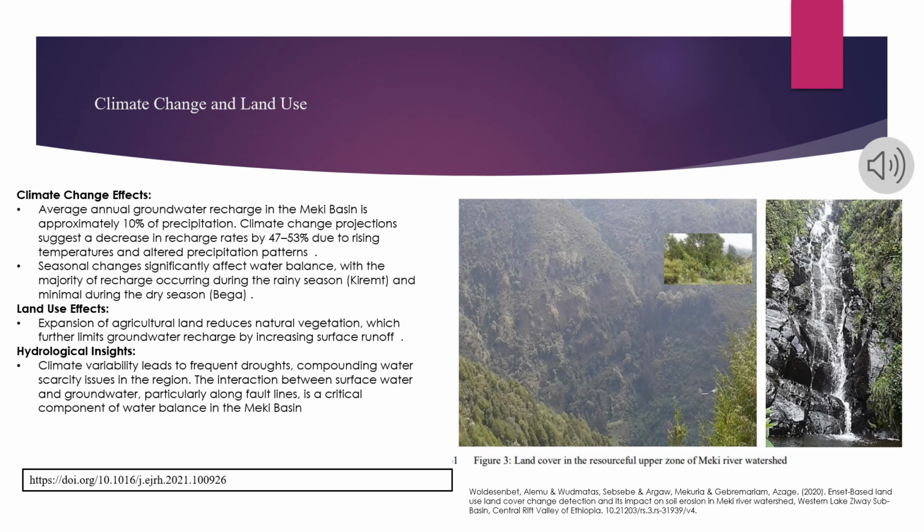Climate change and land use practices exacerbate water scarcity in the region. In Ethiopia's Mekki Basin, groundwater recharge rates have dropped by nearly 50% due to rising temperatures and agricultural expansion. Seasonal changes also affect water availability, with most recharge happening during the rainy season. Land use changes like deforestation for agriculture further reduce groundwater recharge by increasing surface runoff. These pressures highlight the urgent need for sustainable water management strategies.